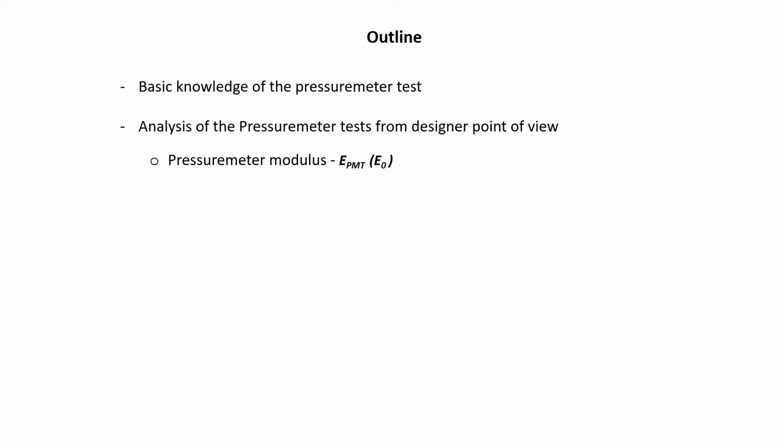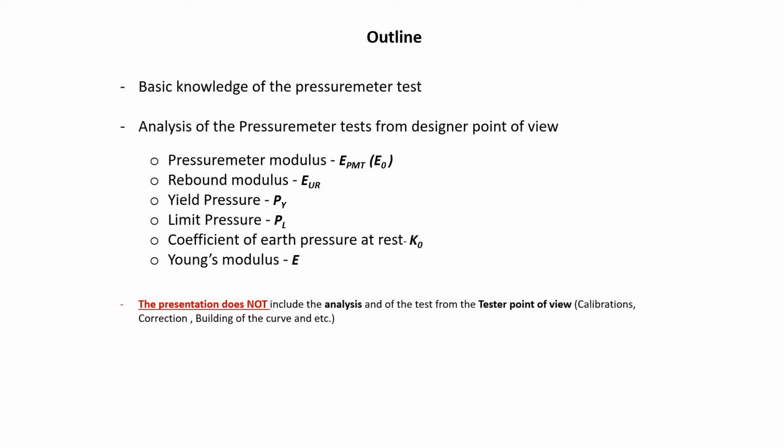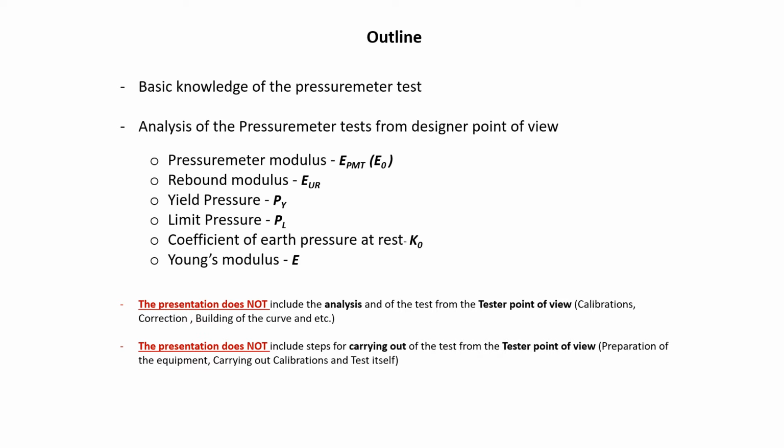That means assessing pressuremeter modulus, rebound modulus, yield pressure, limit pressure, coefficient of earth pressure at rest, which we as geotechnical engineers use every time to assess horizontal stresses, and Young modulus. This presentation is not going to discuss analysis from the tester point of view, how to calculate calibrations, how to make corrections and build the curves.